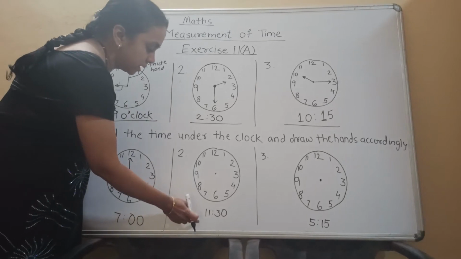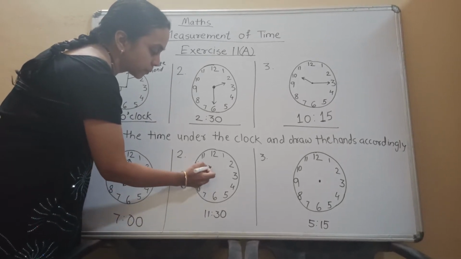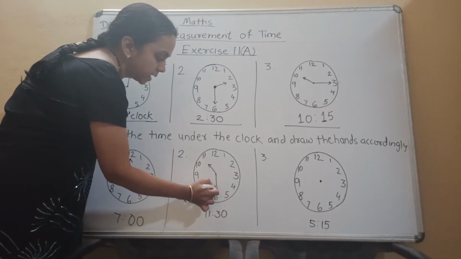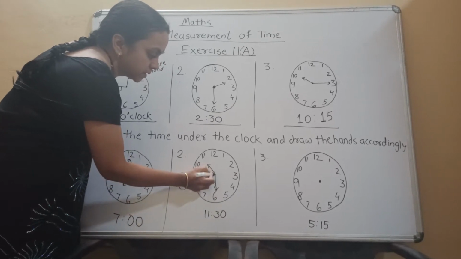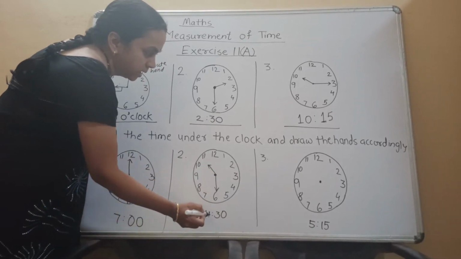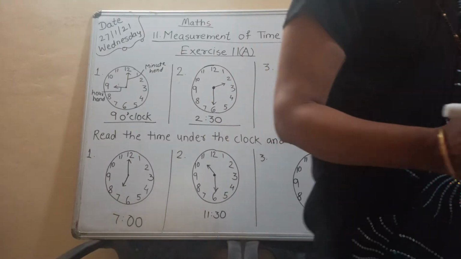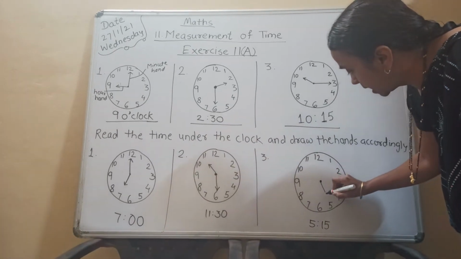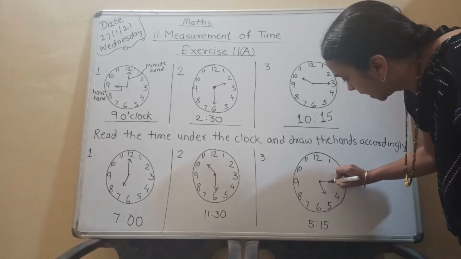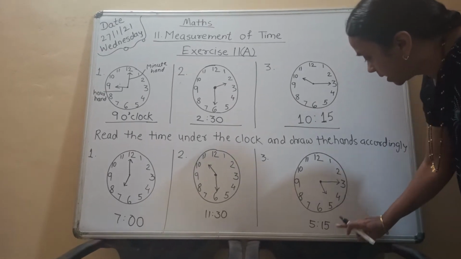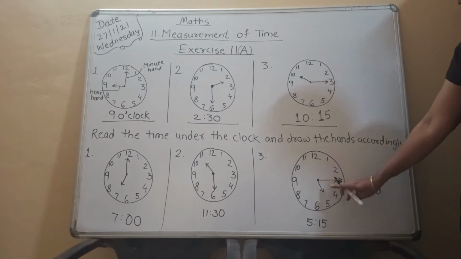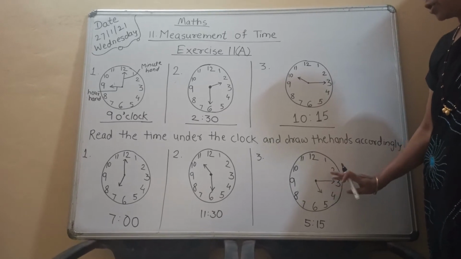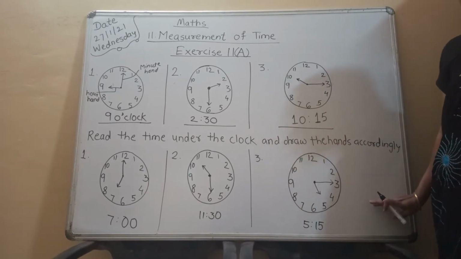What time is given in the second example? 11:30. So your shorter hand is towards 11 and longer hand is towards 6. It is 11:30. Now in the third example, what is given? Time 5:15. So your shorter hand is on 5 and longer hand is on 3. It is 5:15. So in this way, with the help of your pencil and scale, you draw all these minute hands and short hands. Okay, so complete it in your textbook.